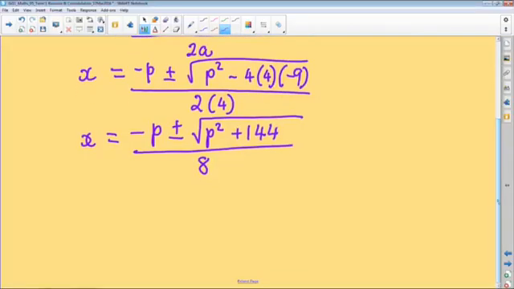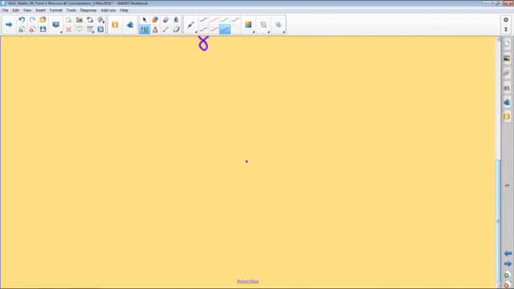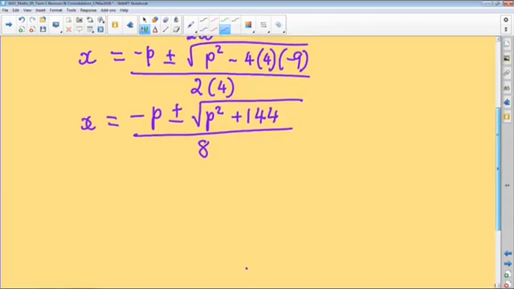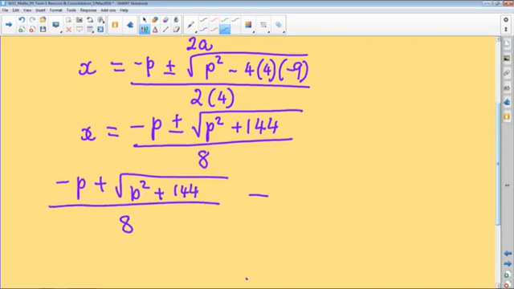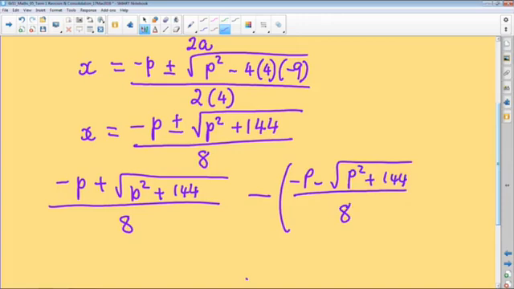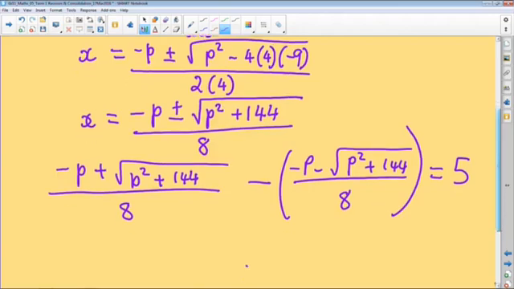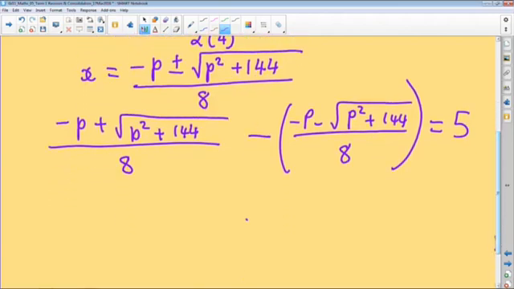So now if we take one, for instance, we have this root, minus p plus the square root of p squared plus 144 all over 8, minus, okay, the other root, which is minus p minus the square root of p squared plus 144 all over 8. What is the difference? The difference is 5. Okay, so now what is left for us is to simplify and work out what the value of p is.